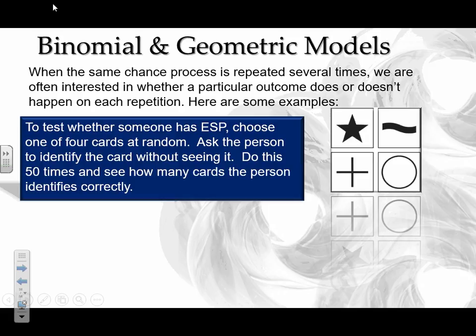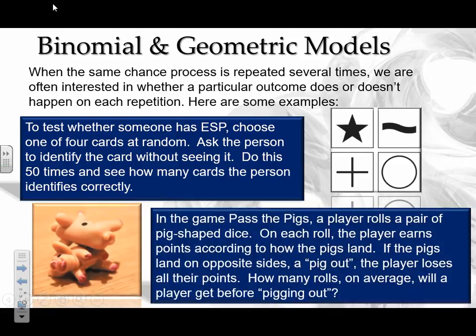Okay? Another example, in the game Pass the Pigs, a player rolls a pair of pig-shaped dice. On each roll, the player earns points according to how the pigs land. If the pigs land on opposite sides, which is called a pig out, the player loses all their points. So how many rolls on average will a player get before pigging out? So there we're saying if we just roll those pig-shaped dice over and over and over again, how many times could they do that before they get this pig out, which would be them up there laying on opposite sides.